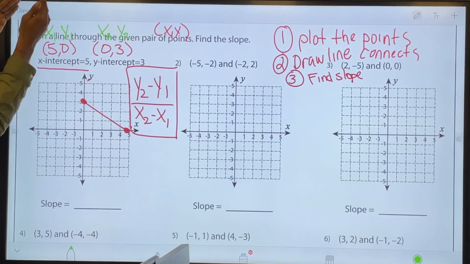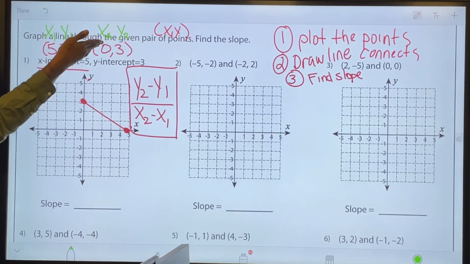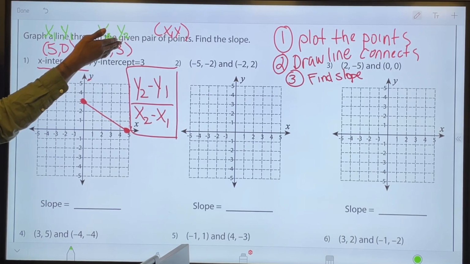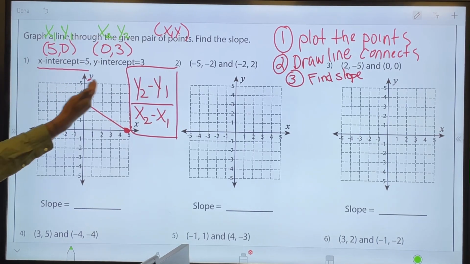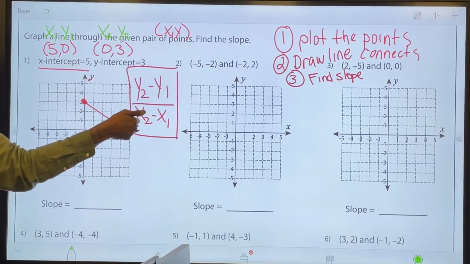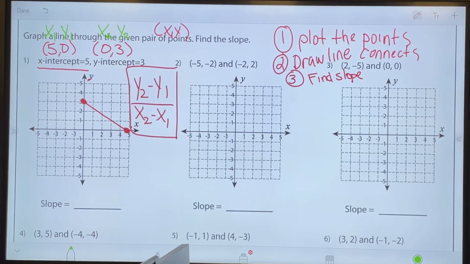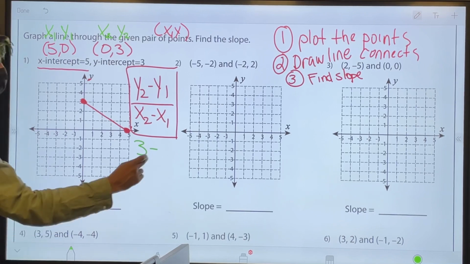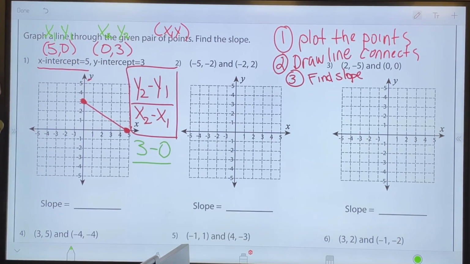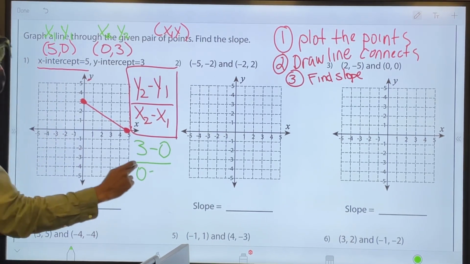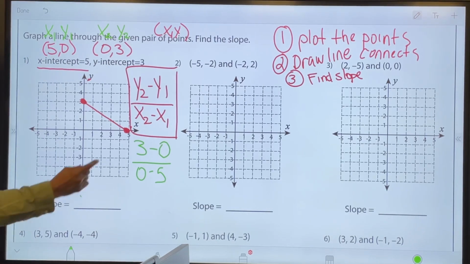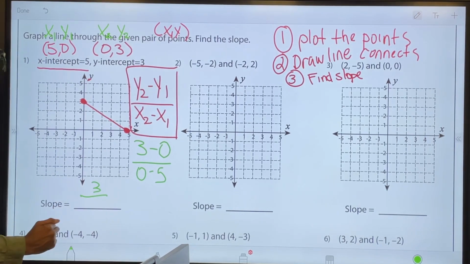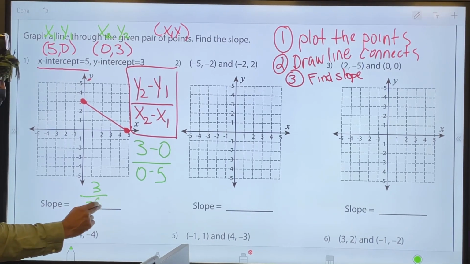If this is the first X, that's got to be the first Y. If that's the first X, this got to be the second X, second Y. All right, now put them in the formula. Y2 minus y1 over x2 minus x1. What's y2? Good. 3 minus, what's y1? 0 over, what is x2? 0 minus 5. Minus, thank you. What is my slope? 3 minus 0 makes 3, over 0 minus 5. So, 5. What kind? Negative. There you have it.